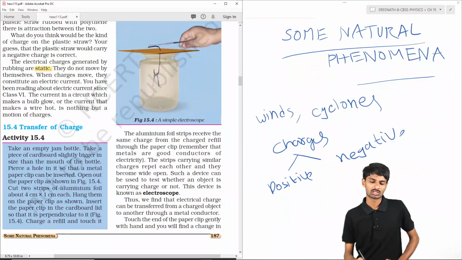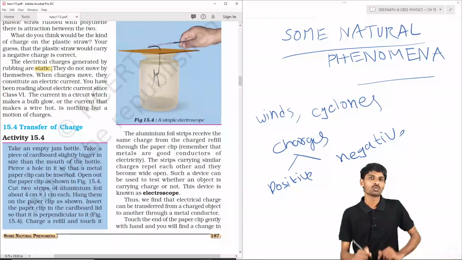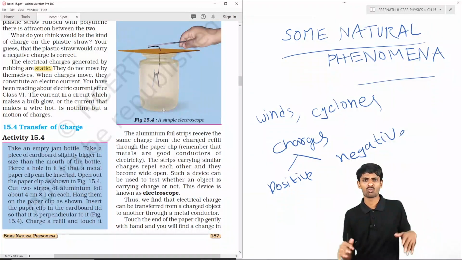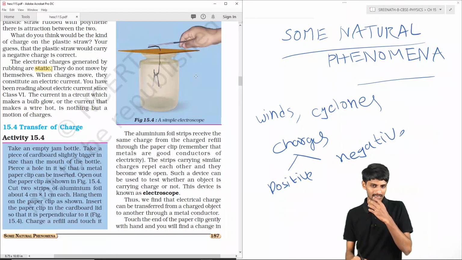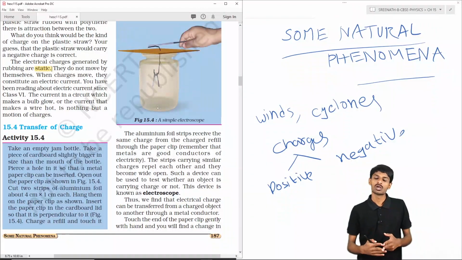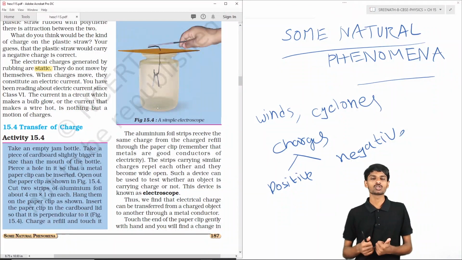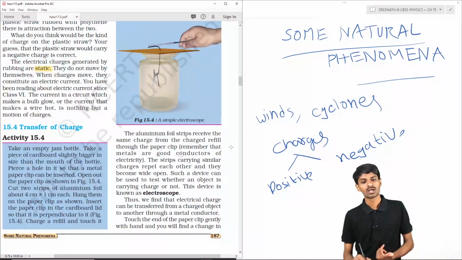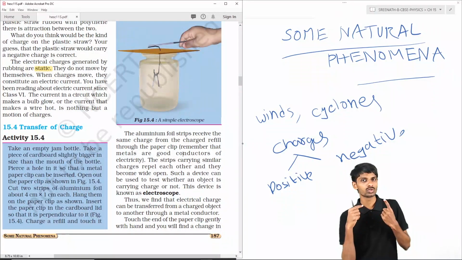What will you observe, students? These two will move away, these two will repel. Why? Because it is a charged body and it is touched with the metal paper clip. So the charge is transferring, moving from the glass rod through the metal paper clip and through the aluminum foils. Both aluminum foils are connected to the same clip, so the charge is transferring to both. Both will be charged with the same charge, and we know that same charges repel, that's why they are moving out.